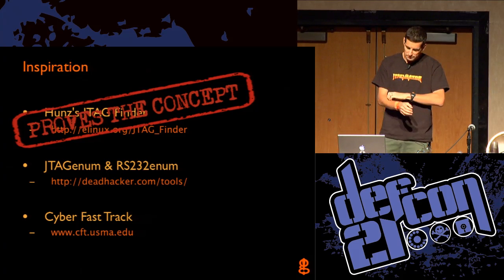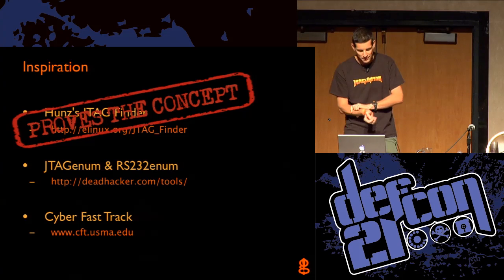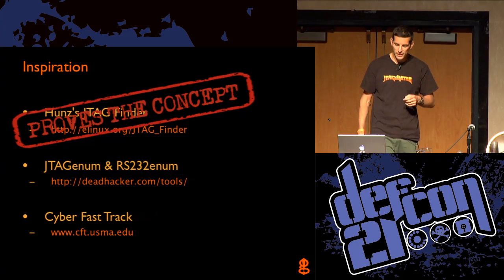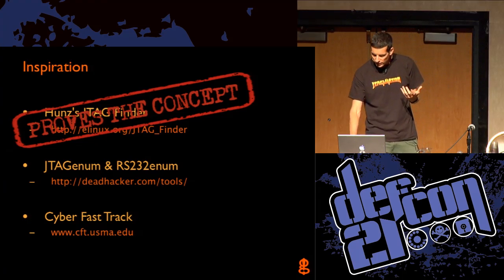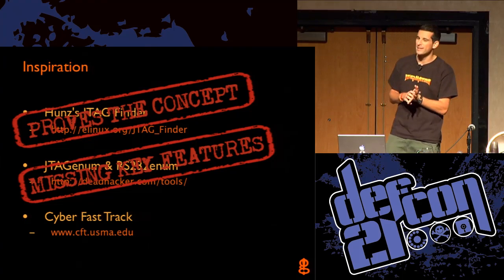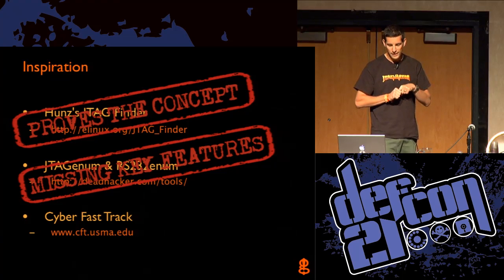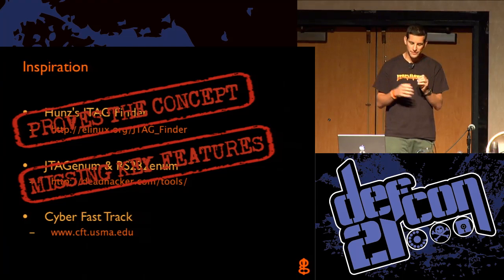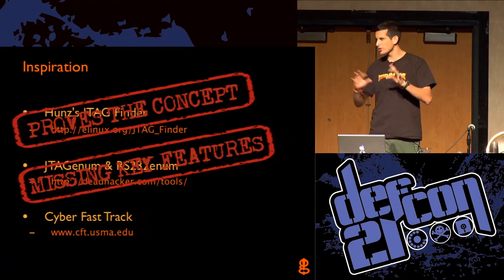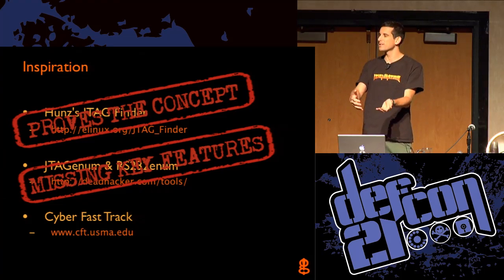The next thing I saw, I'm like, okay, so there is some work out there. I saw JTAG enum by Dead Hacker and also RS-232 enum, and these were better than the original proof of concept, but they were missing key features. He was using an Arduino for the platform, which limited things to either 3.3 volts or 5 volts. The code left much to be desired. They didn't have input protection, and there was just a bunch of stuff on there that I saw, and I was like, okay, well, I want to build a tool that I can actually recommend to people and feel good about having them connect up to stuff.